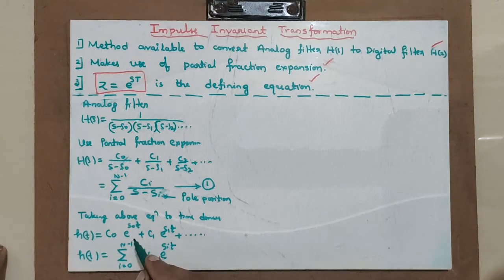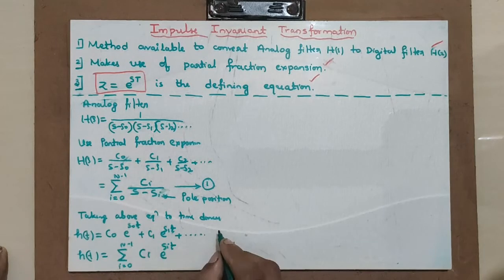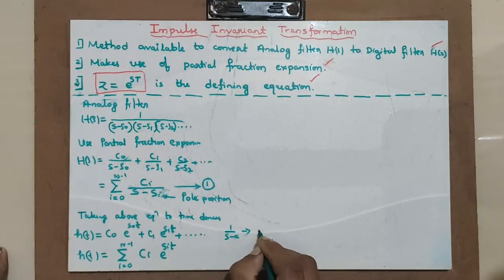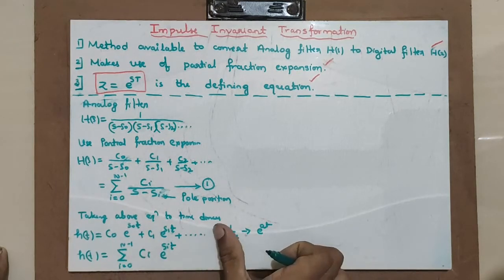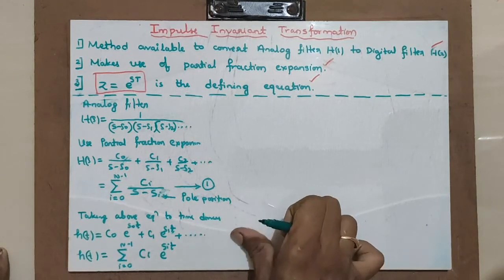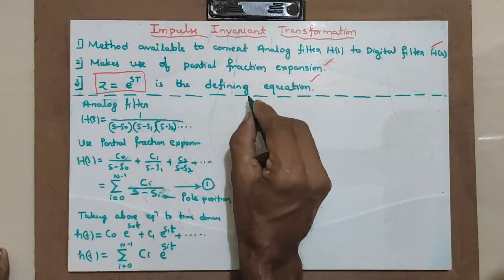What I have done is, to take any equation from H of S to H of t, I have simply used that if 1 divided by S minus A is there, how to convert it? e raised to At, isn't it? That equation I have used. e raised to At, e raised to Si t I have used. Nothing more than that. Right. I will continue here.